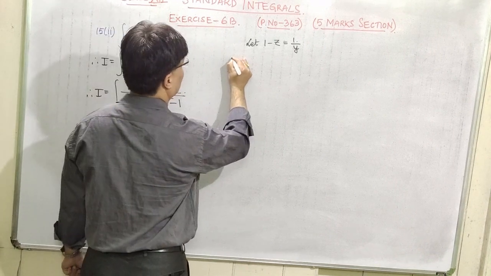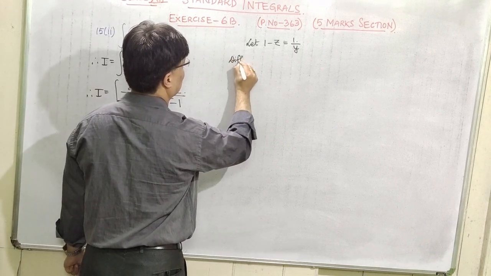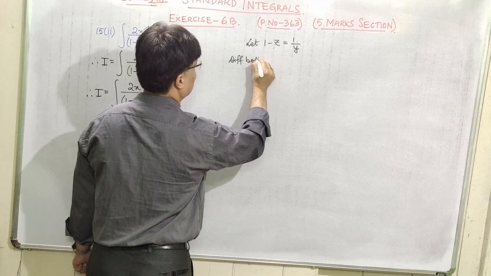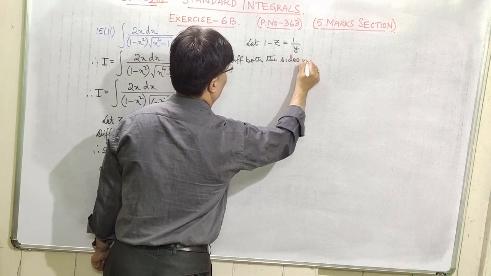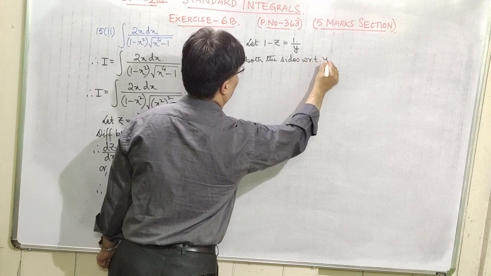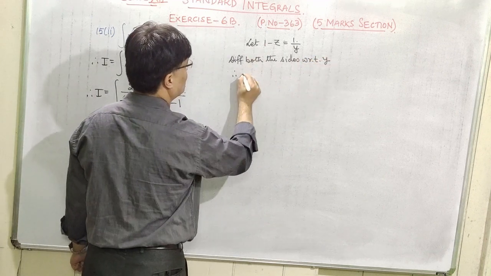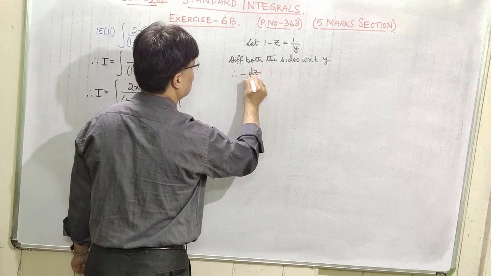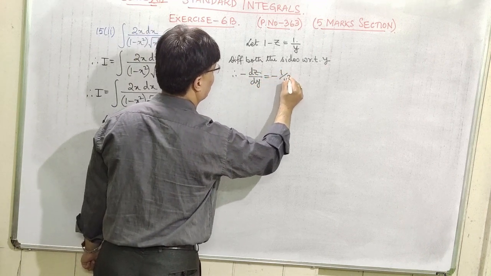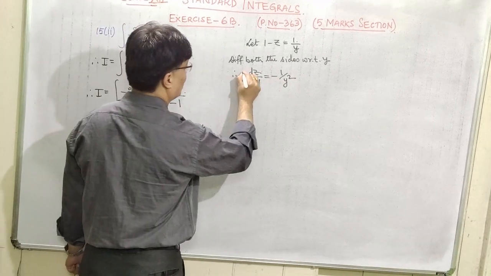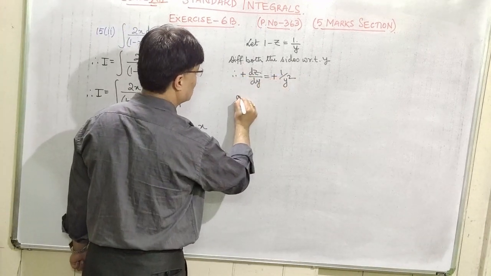So let us differentiate both the sides with respect to y. So differentiating both the sides with respect to y. So for 1 it is 0 minus dz by dy is equal to minus 1 by y square. So from both the sides you can cancel this minus.